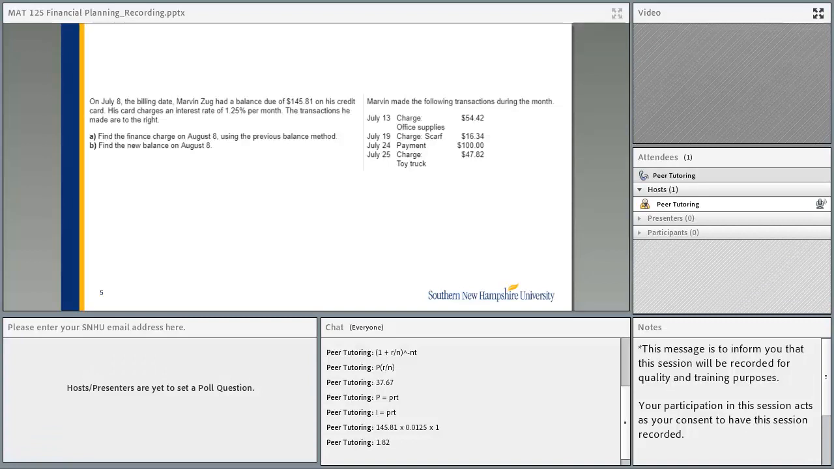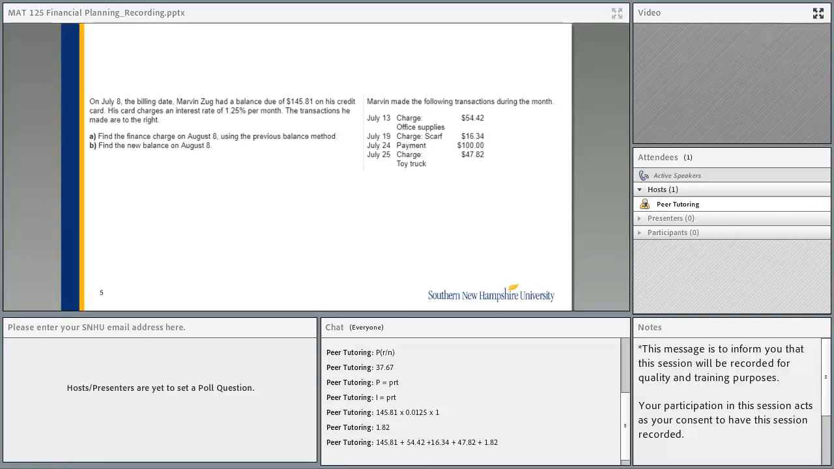All right, so the second part, find the new balance on August 8th. So what you're going to do is just add up everything, 145.81, plus all the charges. We've got a charge for office supplies. We've got a charge for a scarf. We've got a charge for a toy truck. And also $1.82. Don't forget, that's our finance charge, right? Okay. So calculate this along with me.